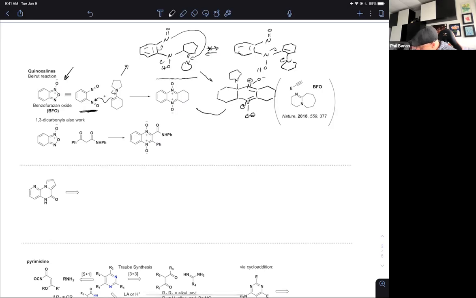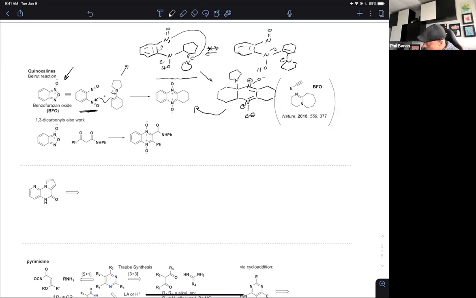Which after loss of chloride, enamine, gives you your product. So it's probably just the nitrogen adding in directly here to give you your product. That's probably what makes the most sense, and then loss of pyrrolidine.